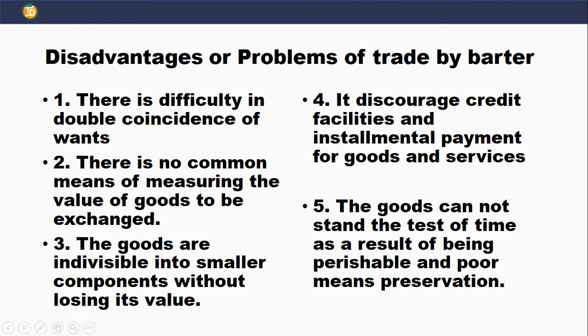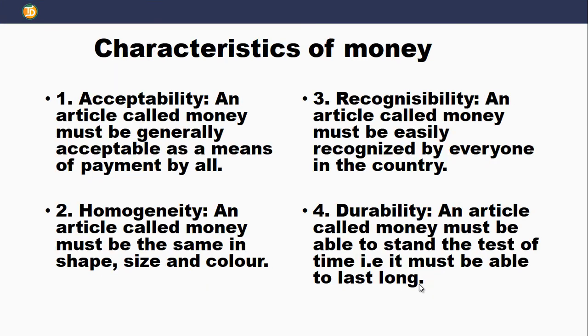Number five, the goods cannot stand the test of time as a result of being perishable and having poor means of preservation. So the trade by barter existed in the primitive stage of human beings. So there is poor means of preserving the produce or the goods produced. So the goods cannot stand the test of time, and most of them are perishables, so they are not durable.